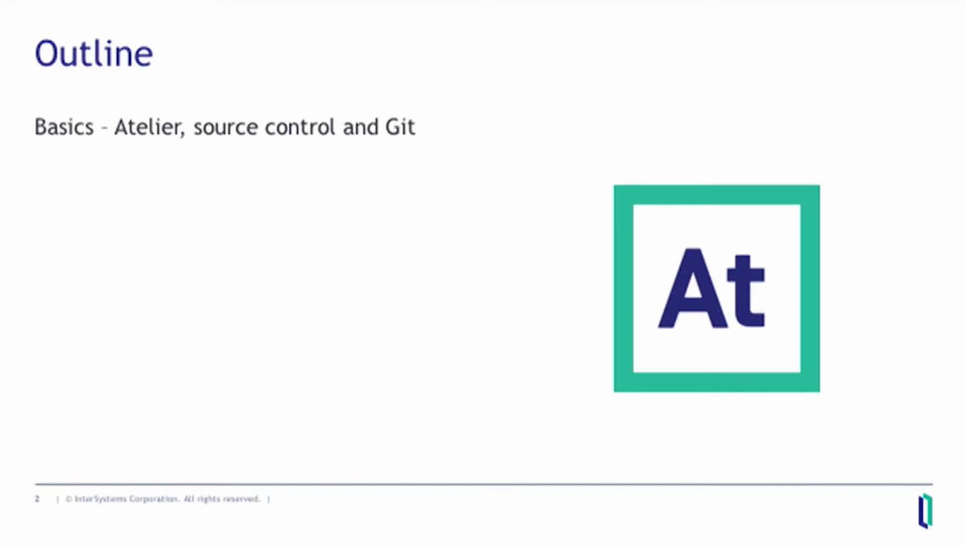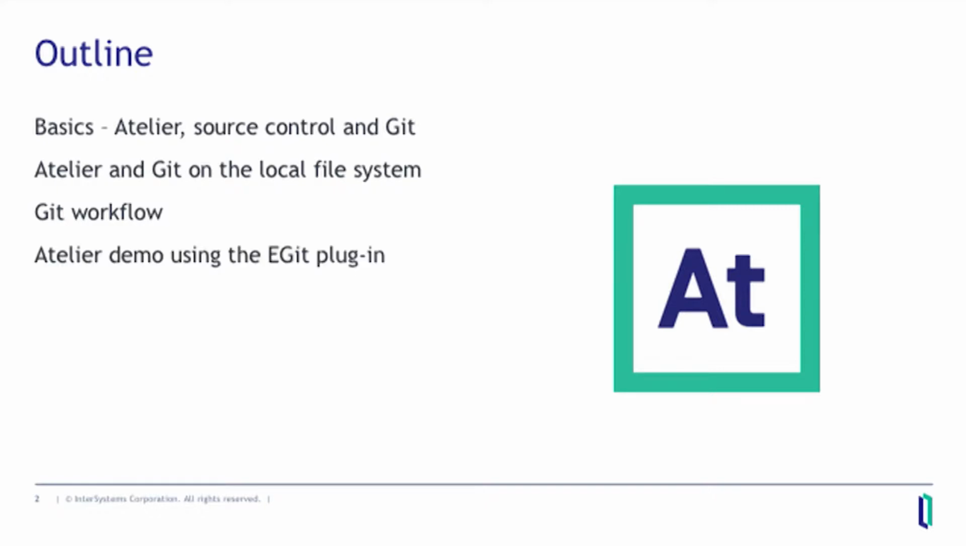I'll start by going over some of the basics of Atelier, which might be familiar to some of you if you've been in some of the previous presentations. We'll talk about source control in general and Git more specifically. Then I'll show you what the local files look like for an Atelier project and also for a Git local repository. We'll go over some of the general Git workflow, which is pretty applicable to a lot of version control systems. And I will show you a demo where I actually use the EGit plugin in my Atelier environment.